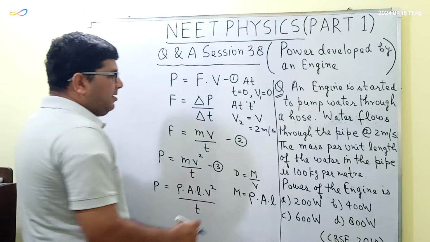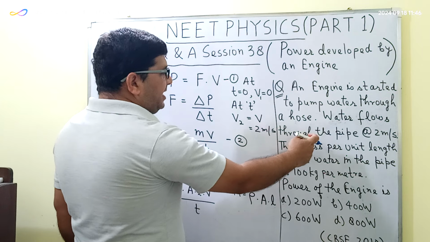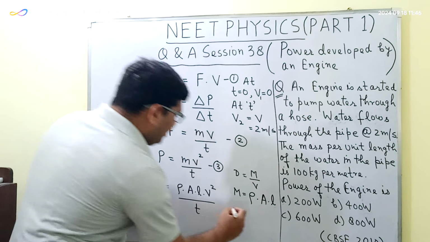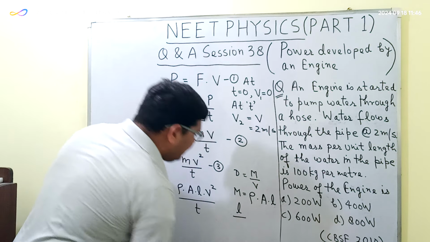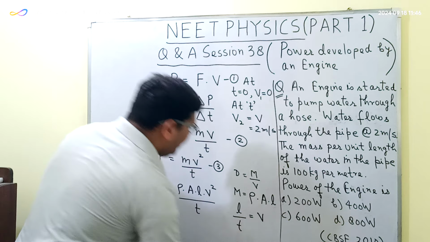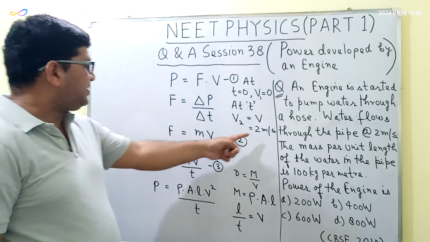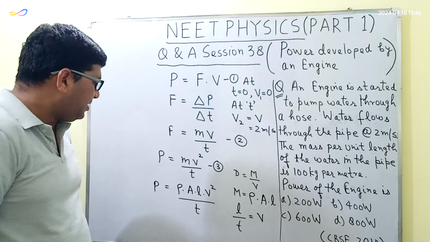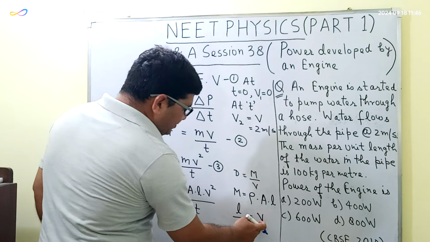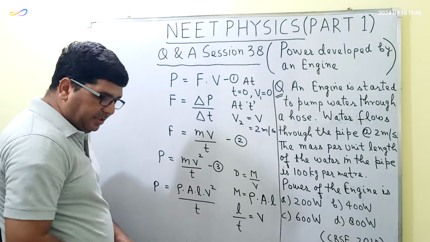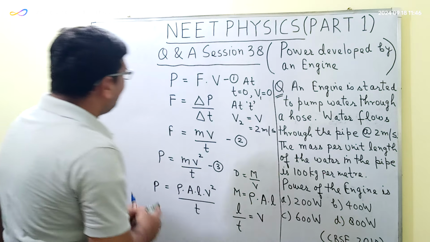Now here the water is flowing at the rate of 2 meter per second. So L upon T, where here L upon T is also equal to V. See here the velocity has been taken in meter per second and the time is in seconds. So here the value of V will also be equal to L upon T. So L upon T can be substituted as V.